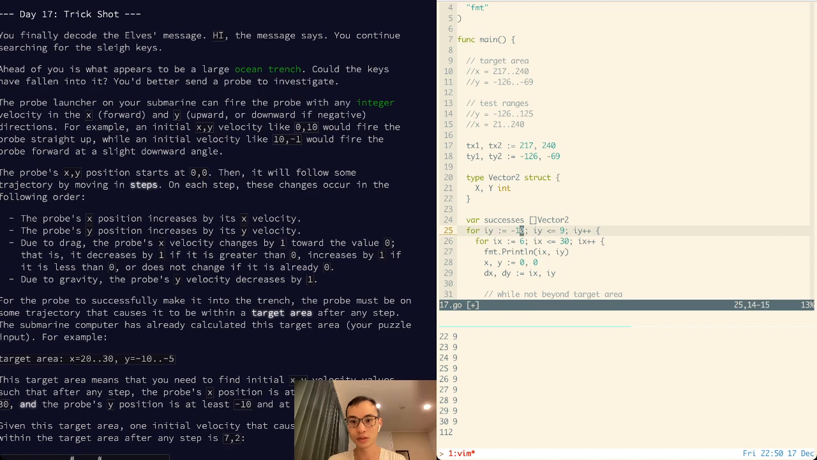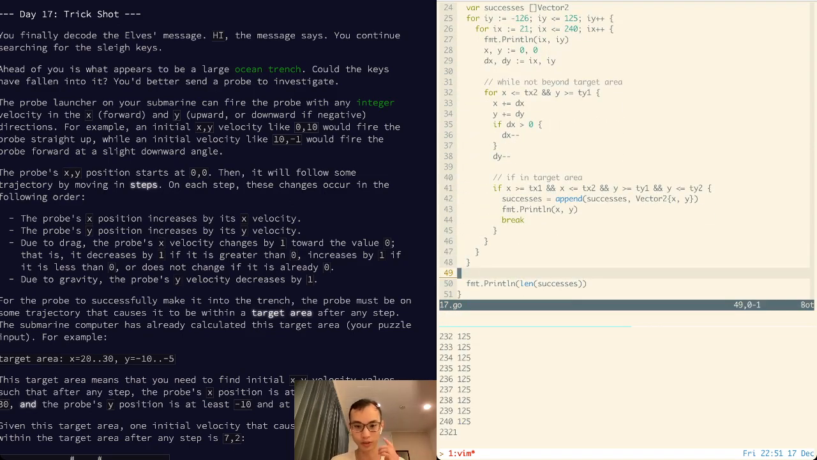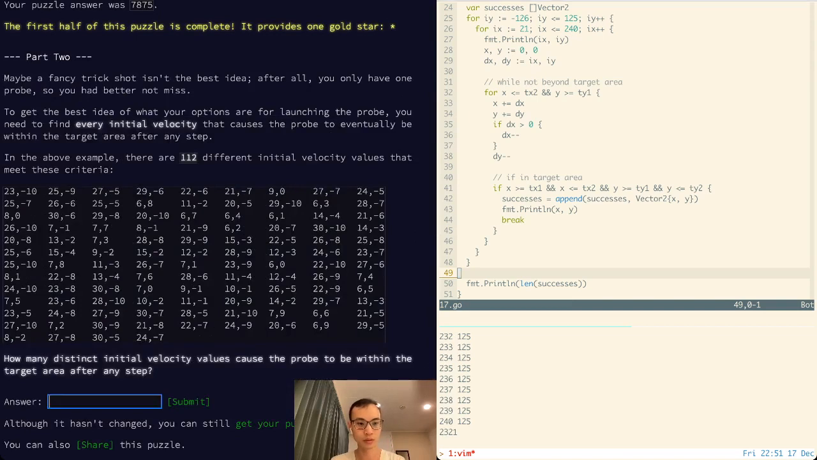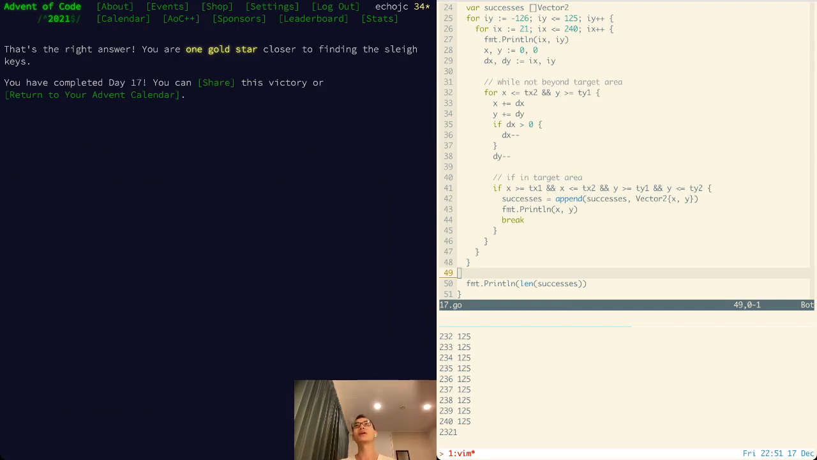My test range is minus 126 to 125, and this is 21 to 240. Just to be safe, I'm going to pop in 20, although this should work anyway. Yeah, I mean that's just it, isn't it? 2, 3, 2, 1. Done. Wow. Okay. Oh, it's good. A short video. 20 minutes. We got to the answer.